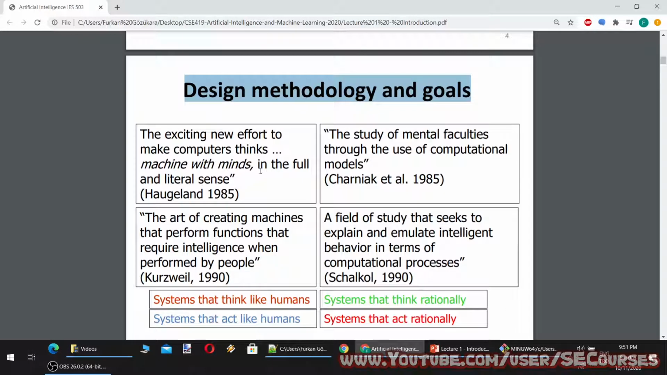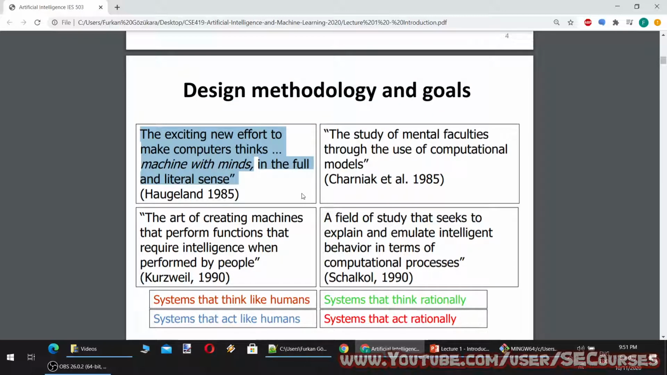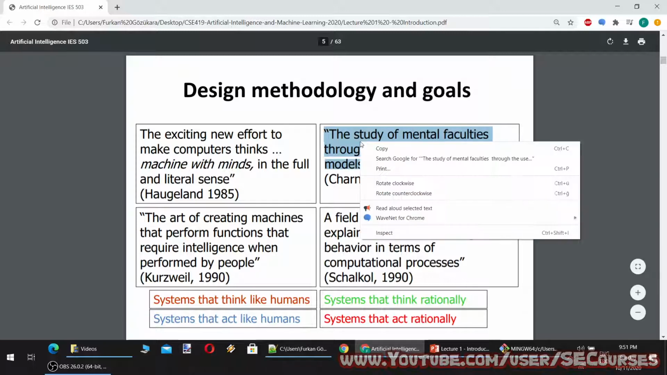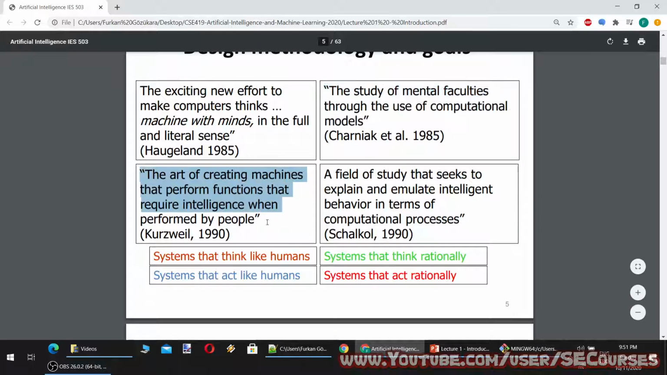Design methodology and goals. The exciting new effort to make computers think, machines with minds, in the full and literal sense. So these are some of the goals that people have set in previous years. The study of mental faculties through the use of computational models. The art of creating machines that perform functions that require intelligence when performed by people. I think this is very, very accurate.